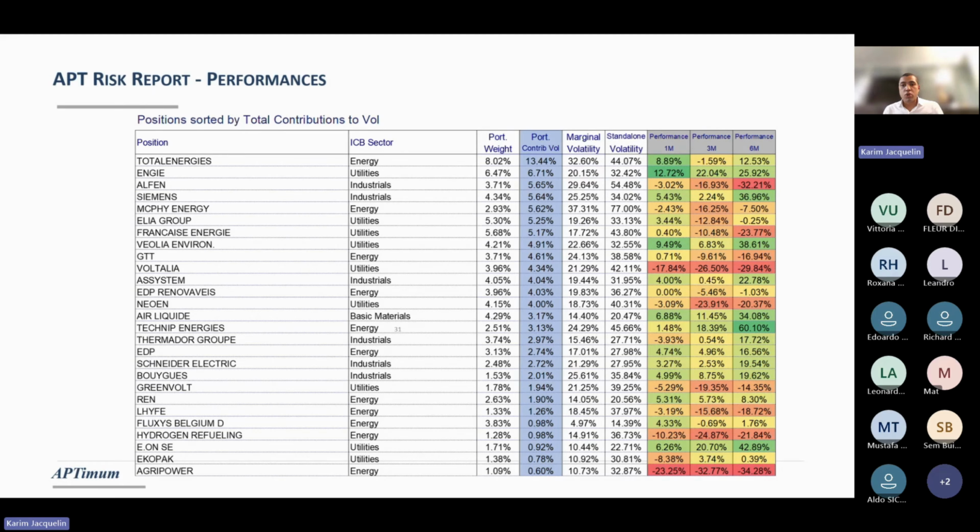Once you have created your portfolio, it will have a performance, and it's also very interesting to understand this performance and to decompose it at the position level, to understand what stocks have contributed positively or negatively to the performance of this portfolio. And this is the purpose of this last risk report, where you can have some indication on the performances over multiple horizons, so 1 month, 3 months, and 6 months for the different stocks in your portfolio.